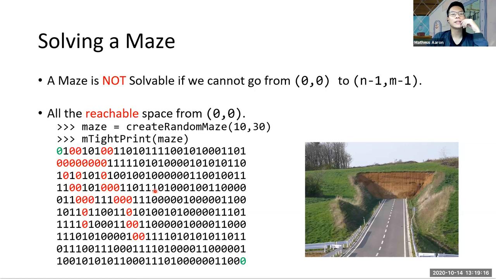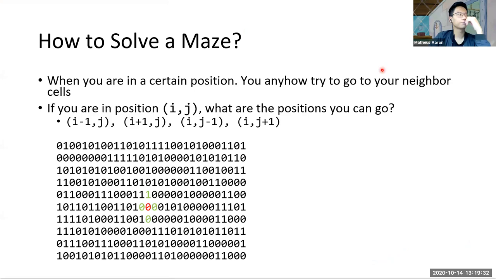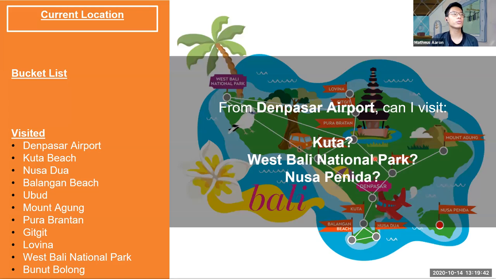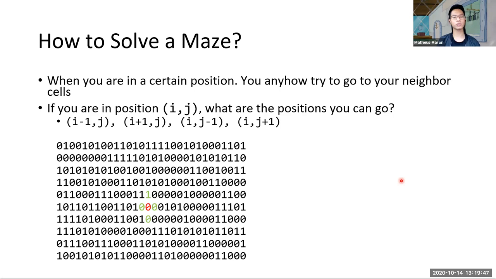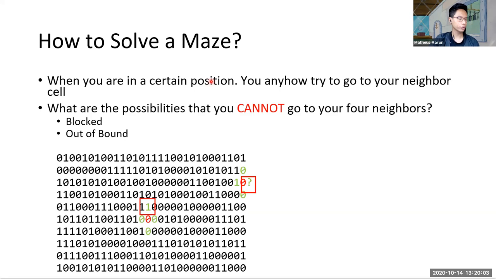So we can know whether a place is visitable or not by just trying to visit all the places that you can visit. First, if you are already in a certain position, you want to know where you can go. When you're in Denpasar, you want to figure out the places you can go. The places you can go are, of course, the places indicated by zero. You can go top, bottom, left, and right, but there are two possibilities where you cannot go. First, if it's blocked like this, and second, if it's out of bounds.